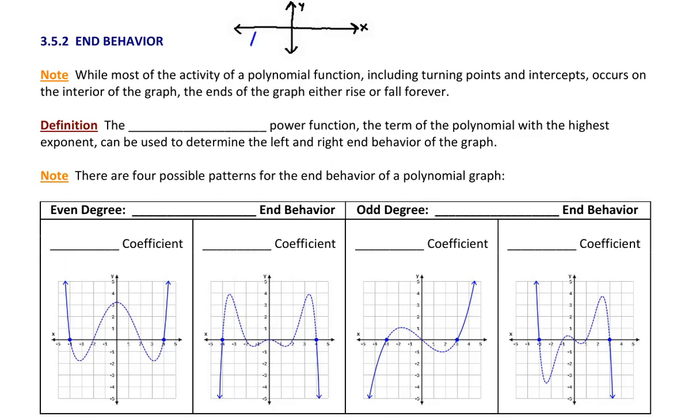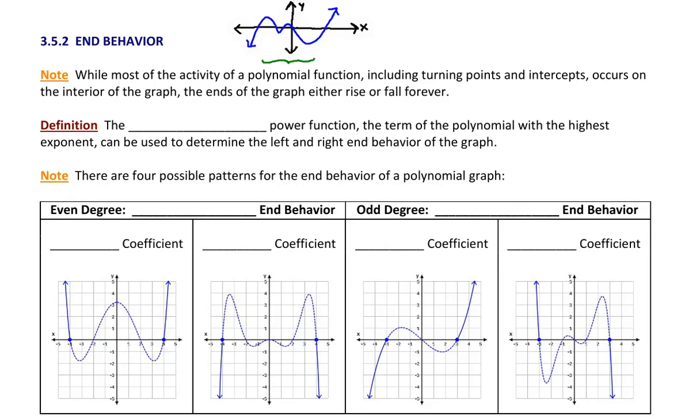When we graph a polynomial function, which is smooth and continuous, we're going to be concerned about two regions of the graph. First of all, the interior behavior. This is where all the twisting and turning occurs. The polynomial achieves maximums and minimums and all of its x-intercepts here.